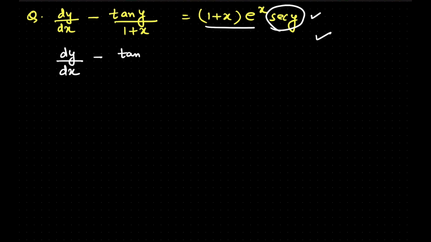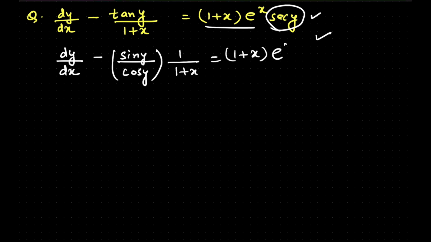So in place of tan y, we will write sin y by cos y. We actually break down the tan y function. Then 1 by 1 plus x is equal to 1 plus x into e to the power of x, then 1 by cos y. So this was actually not so direct a question, it was a challenging question. So let's see the solution.